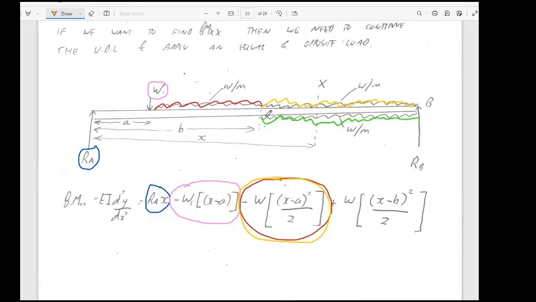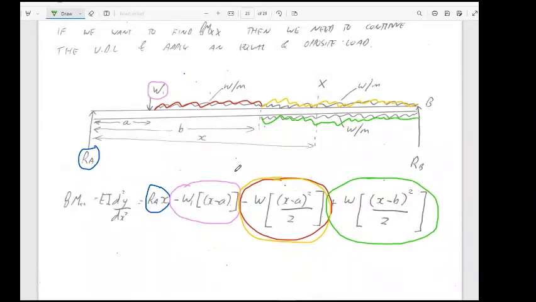And then we've got this green UDL, which is acting on the bottom. Okay, so therefore it's positive, and that is W newtons per meter acting over x minus b. X minus b. Where do we assume we act? We assume it acts in the center. That's x minus b over 2. So you end up with W x minus b squared over 2. So that term there is associated with our green UDL sat underneath our beam. Positive because it's acting upwards.